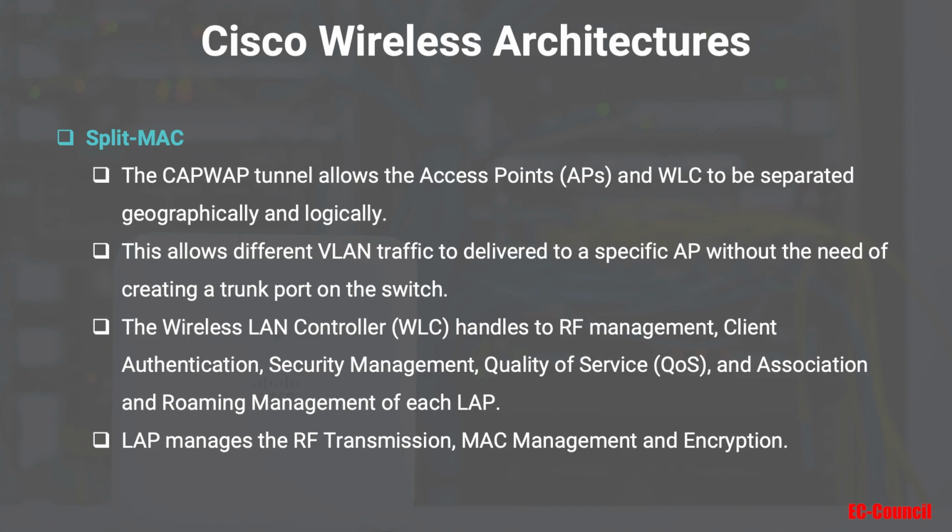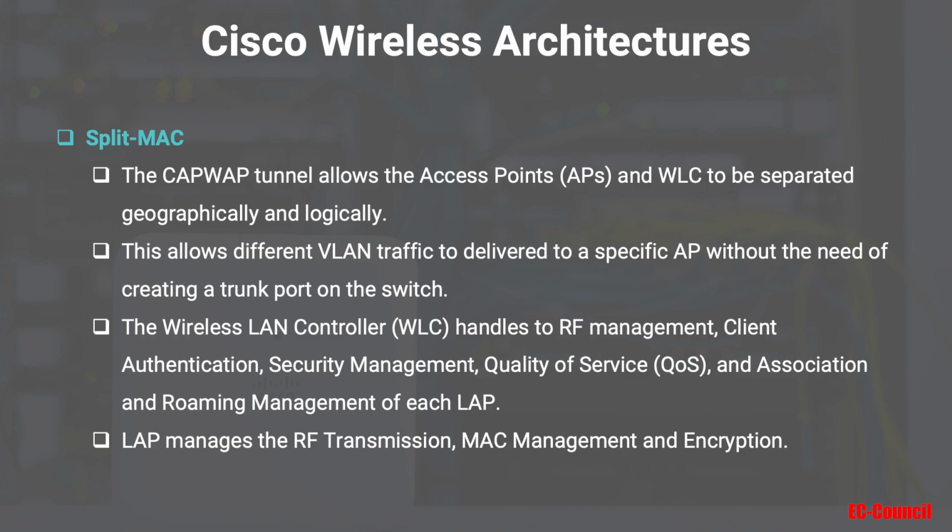So this means all you need is one wireless LAN controller within your company, and you could control or associate access points that are at remote branches to your single wireless LAN controller. With split MAC, different VLAN traffic can be delivered to a specific AP without the need of creating any trunk ports on your switches.